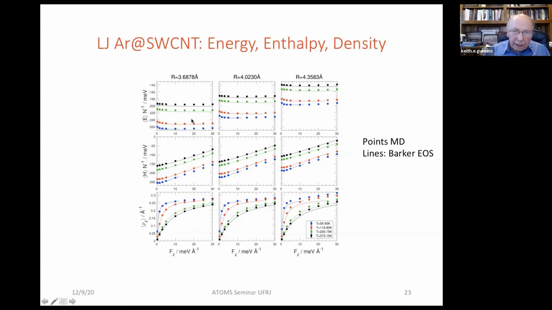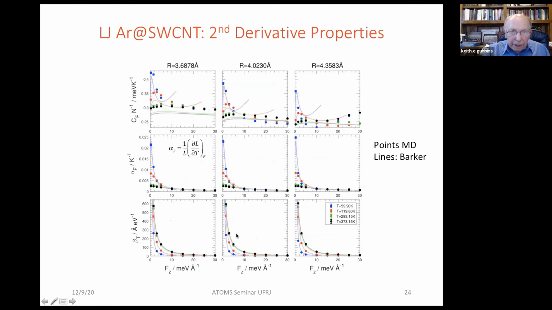And so the agreement on these properties, these two properties are thermodynamic potentials. This is a first order derivative, the density. Pretty good. More interesting are the second order properties. So this is a heat capacity, at constant pressure or constant force. Again, the points are the simulations and the lines are Barker's equation of state. Now you can see that agreement is not so good. There's some vague qualitative description of what goes on, but it's far from quantitative because now we're taking a second derivative.